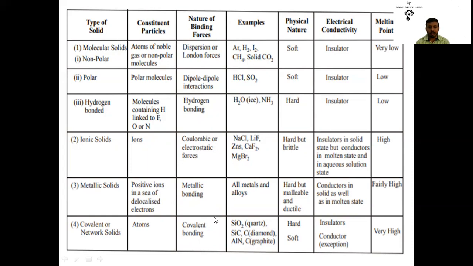And if you consider physical nature, they are hard as well as soft. Some covalent solids are hard and some covalent solids are soft. Diamond is hard, graphite is soft. And if you consider electrical conductivity of covalent or network type of solids, generally all covalent solids are insulators, but graphite conducts electricity, hence it acts as a conductor. And if you take the melting point, covalent or network type of solids have a very high melting point. Among these 4 different types of crystalline solids, covalent solids have the very highest melting point.